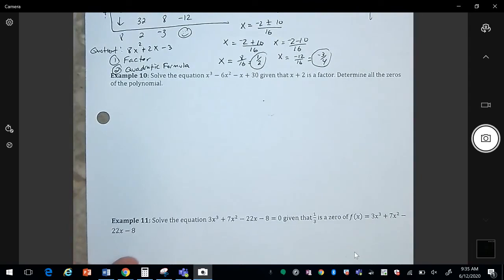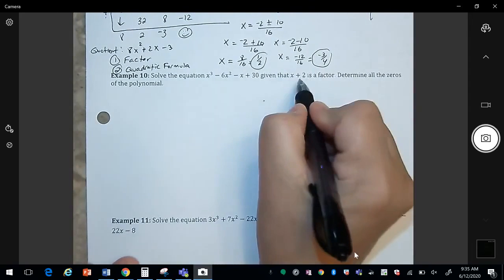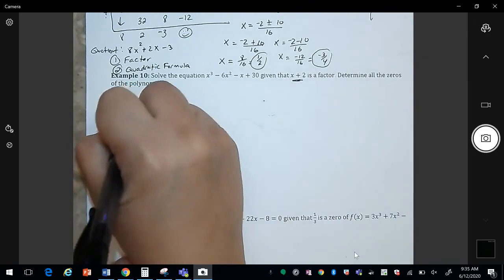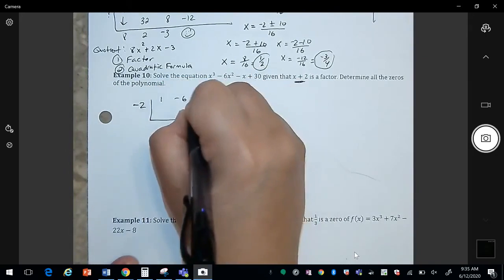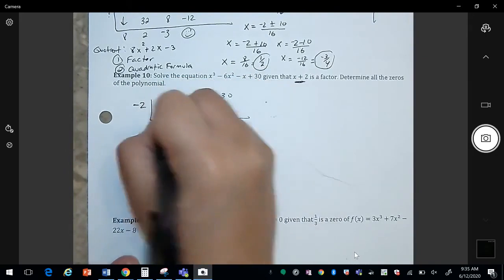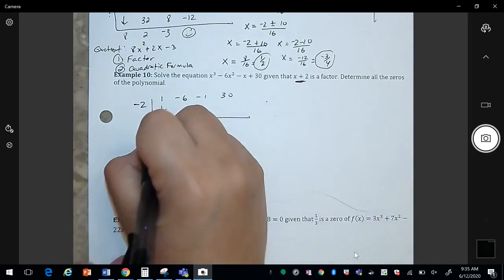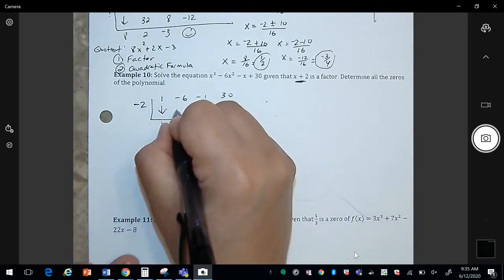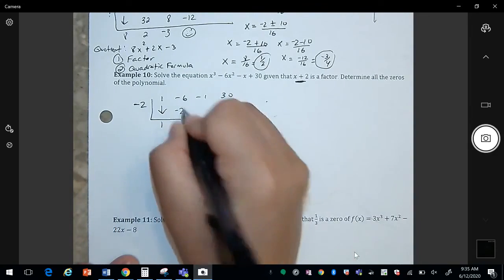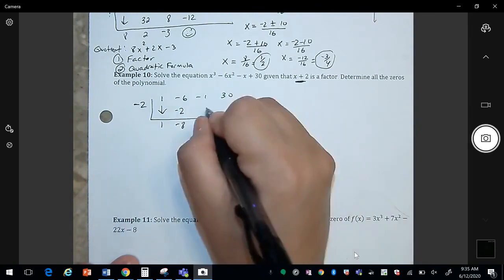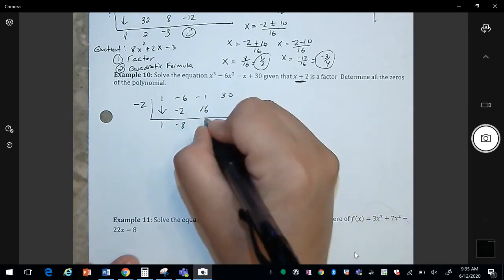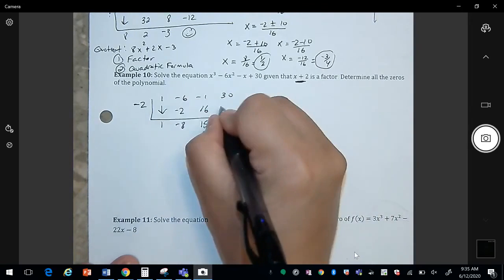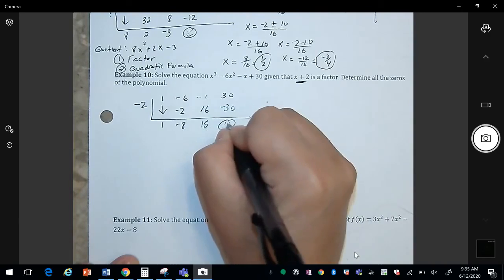Solve the equation given that x plus 2 is a factor, so determine all the zeros. Since they tell you this is a factor, we use synthetic division. So we have 1, negative 6, negative 1, 30. Since they tell you it's a factor, your remainder should be 0. So 1 times negative 2 is negative 2, plus negative 6 is negative 8, times negative 2 is positive 16, plus negative 1 is 15, times negative 2 is negative 30. So we end up with 0.